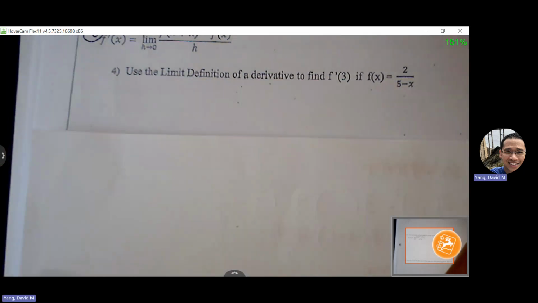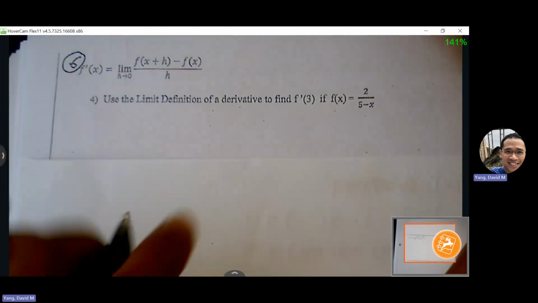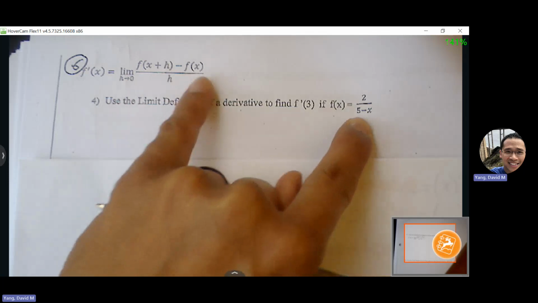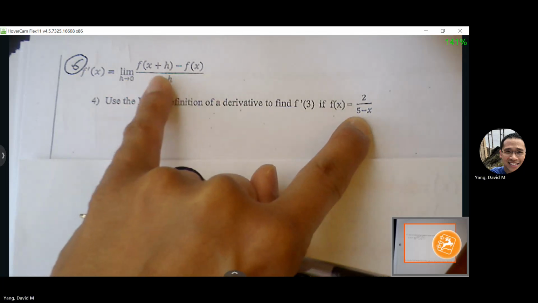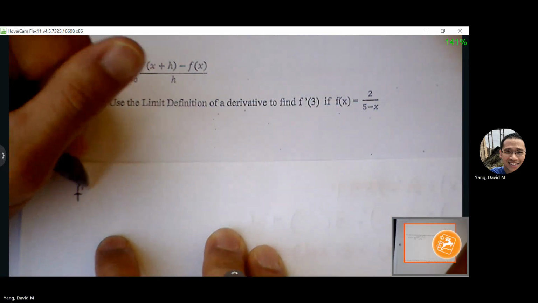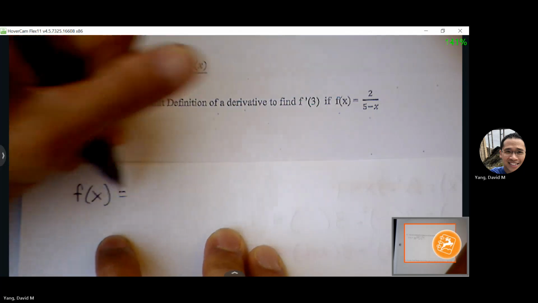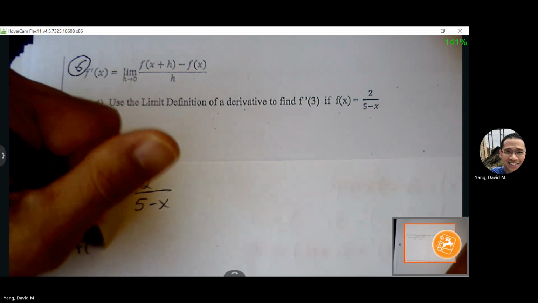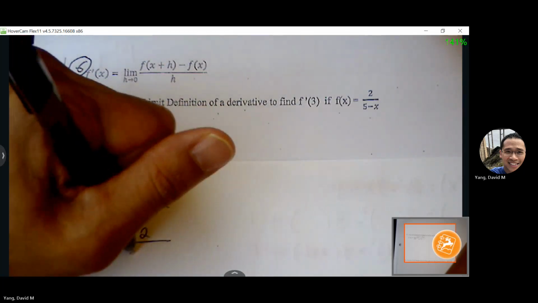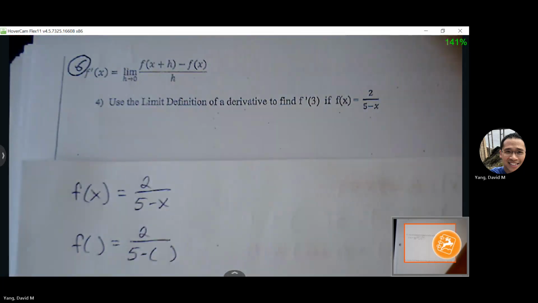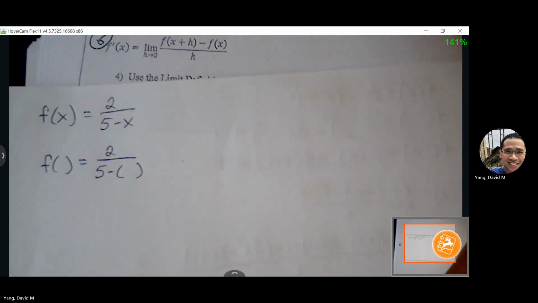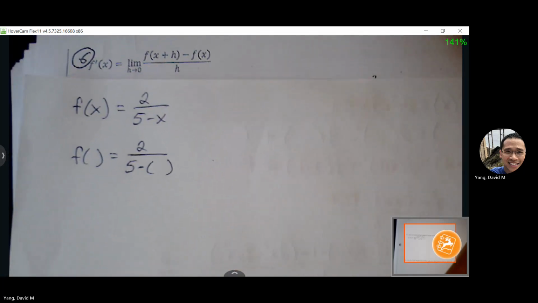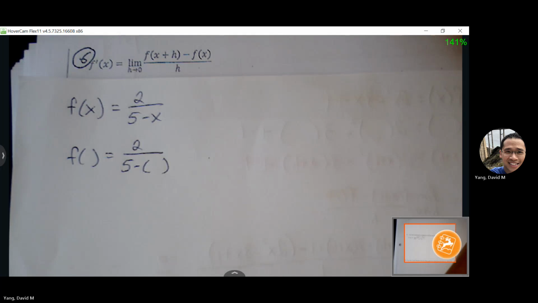Right, first things first, we want to find a suitable replacement for f of x plus h, because we already know what f of x is. Give you a starting point so that you know where to put that x plus h.